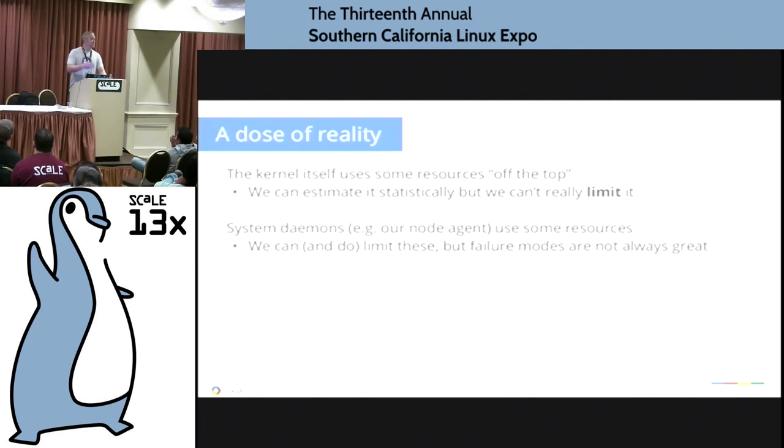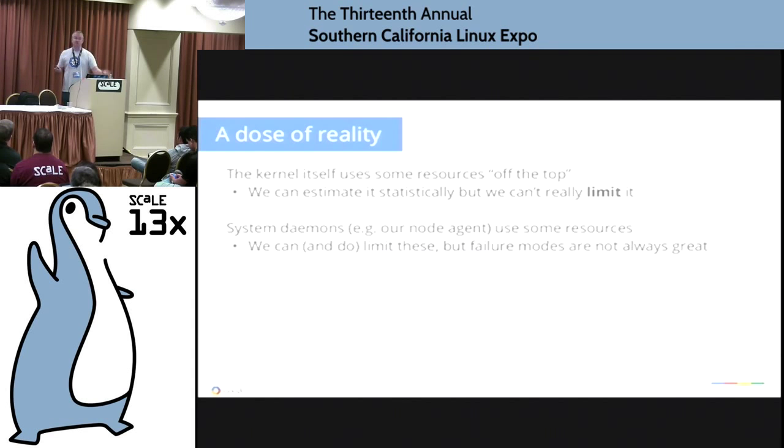Now, besides the kernel, we also have a bunch of daemons that run the system. We have our node agent that actually manages the jobs. We have init, we have cron, we have all of the stuff that is running on the machine. We do limit those, actually. We run all of the system daemons in a little container called the sys container. And the sys container has a hard limit, and we have set up priorities within the container so that in the case of an out-of-memory situation, we know which one to kill.